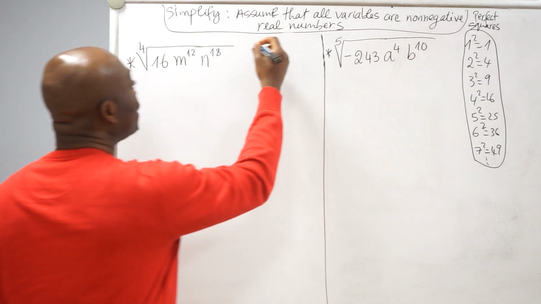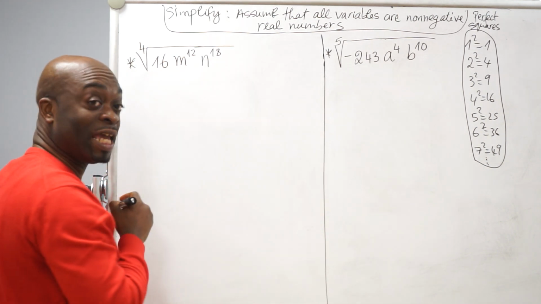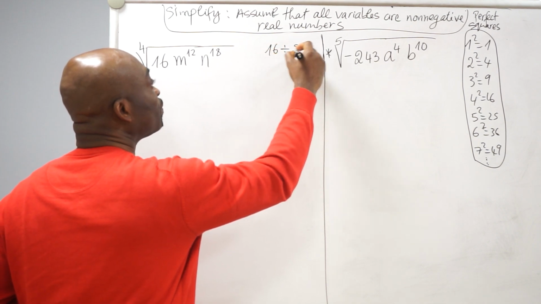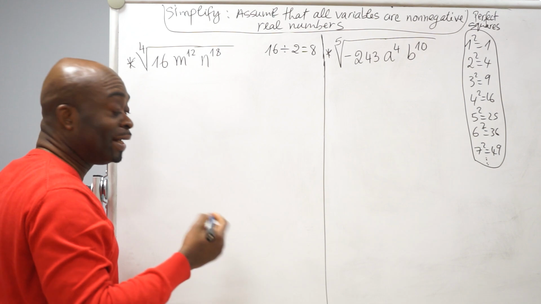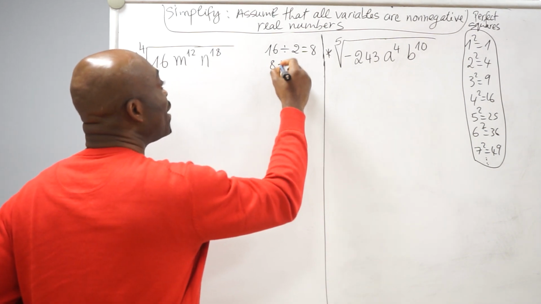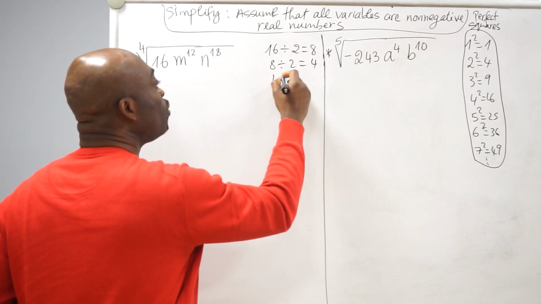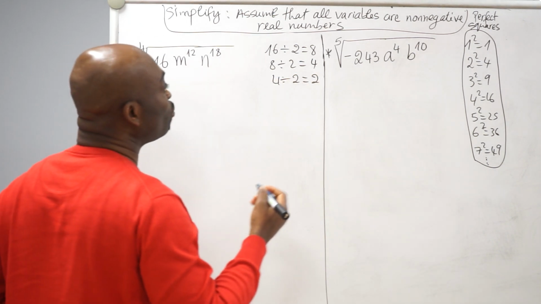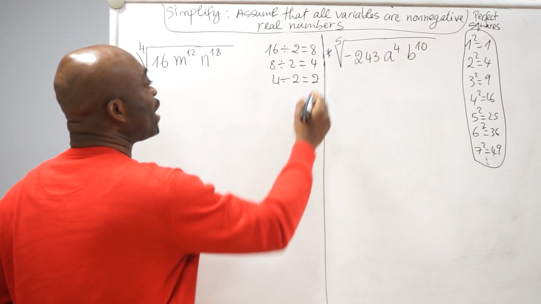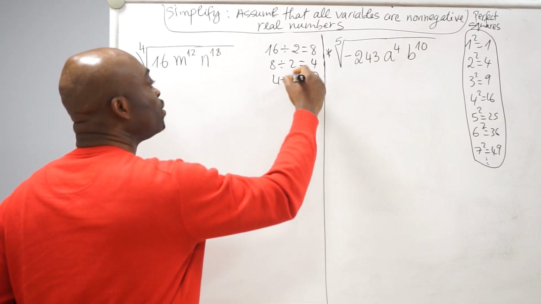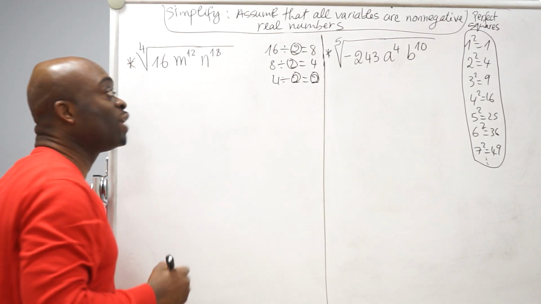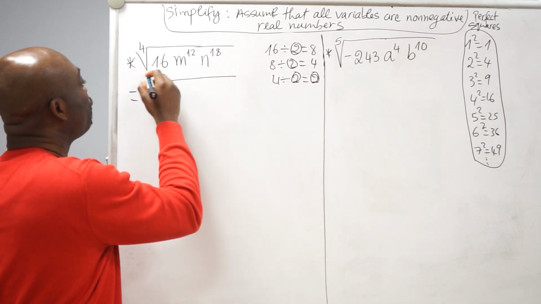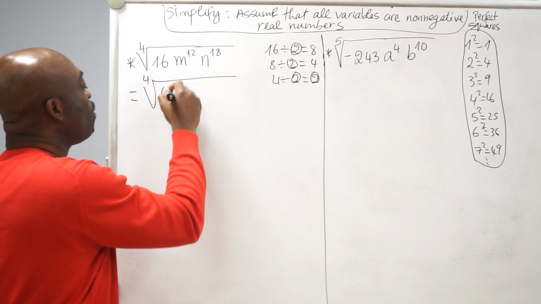So what's happening is that 16 is an even number. Any even number can be divided by 2, which gives 8. And 8 is another even number, so 8 divided by 2 is 4, and then 4 divided by 2 is 2, right? That's it. So we have 1, 2, 3, and 4. We have 2 four times. So this is equal to the fourth root of 2 to the power 4.